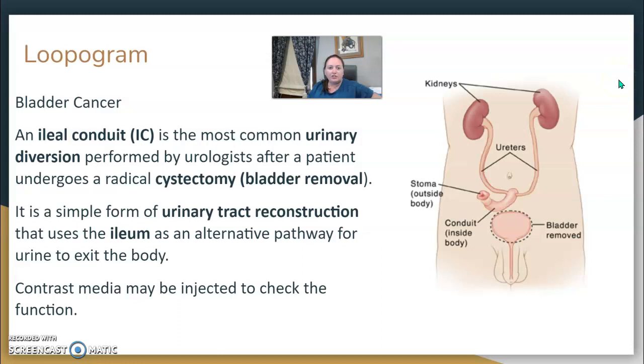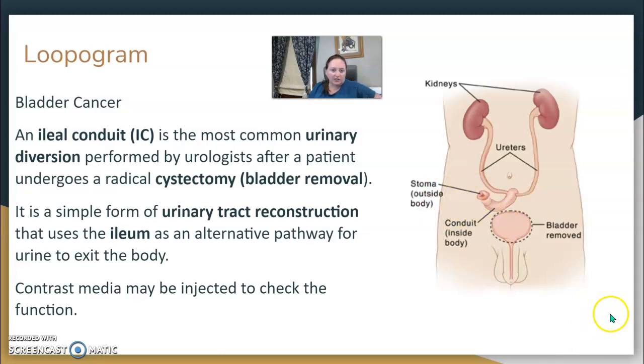And basically a urologist has performed a cystectomy, so a bladder removal, and is a sort of a urinary tract reconstruction that uses the ileum as an alternate pathway for urine to exit the body because the patient no longer has a bladder. So it sort of is a connection of the ureters to this conduit, and then the patient will then have a stoma.